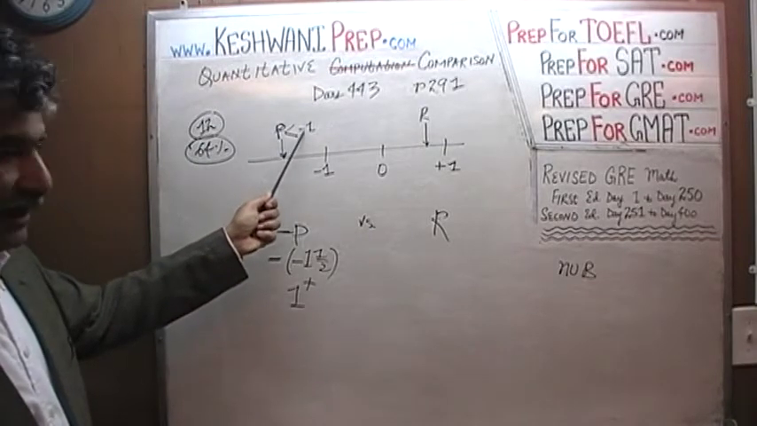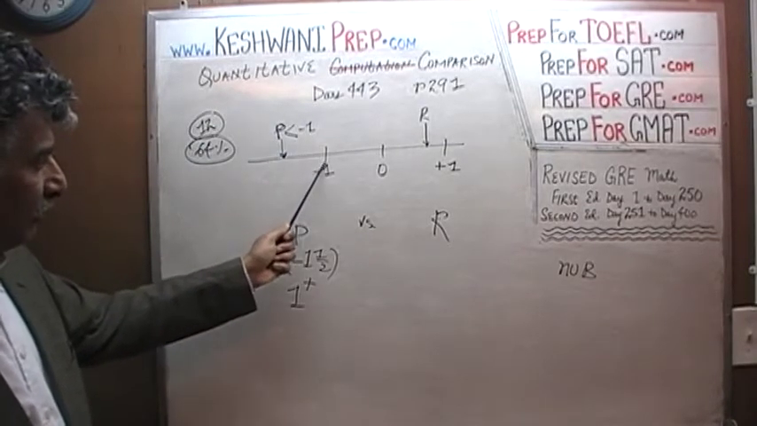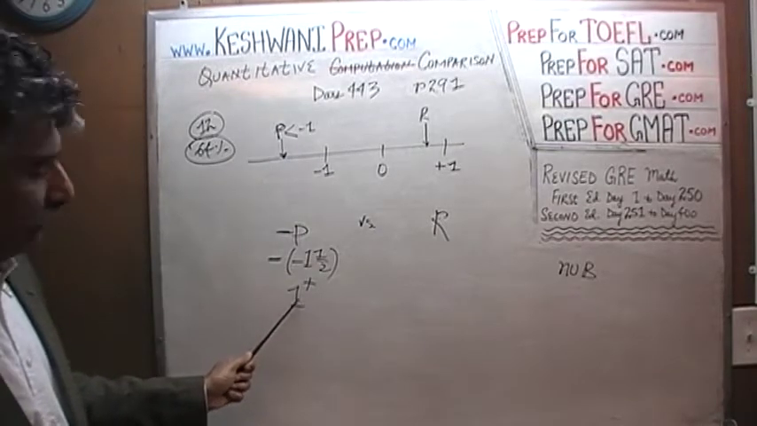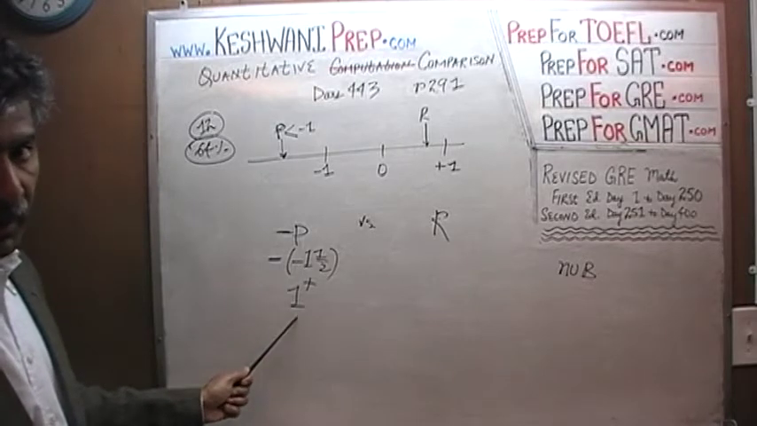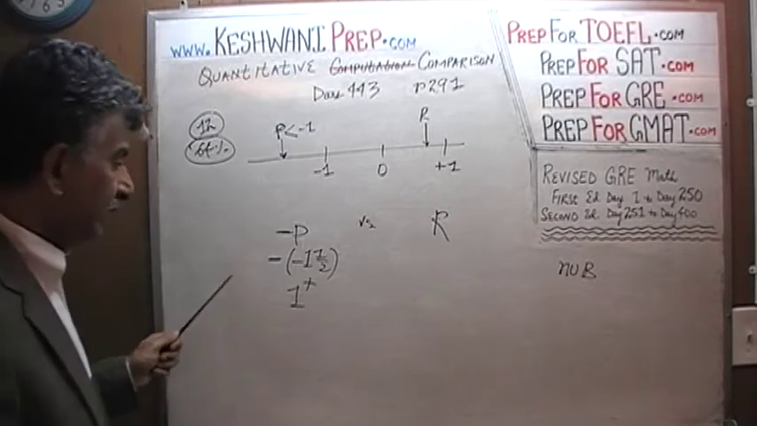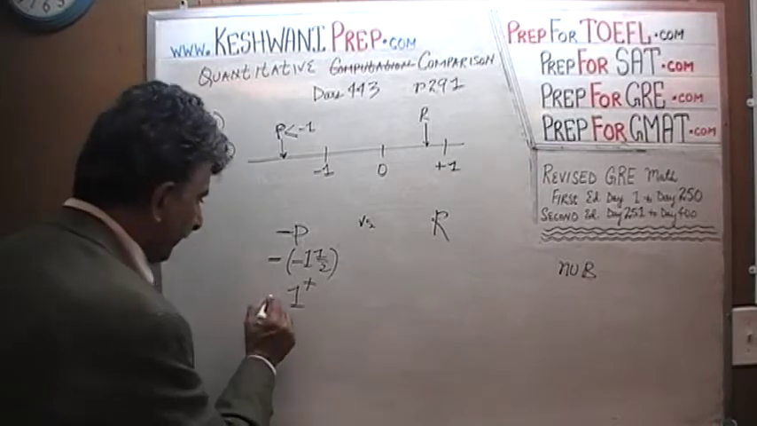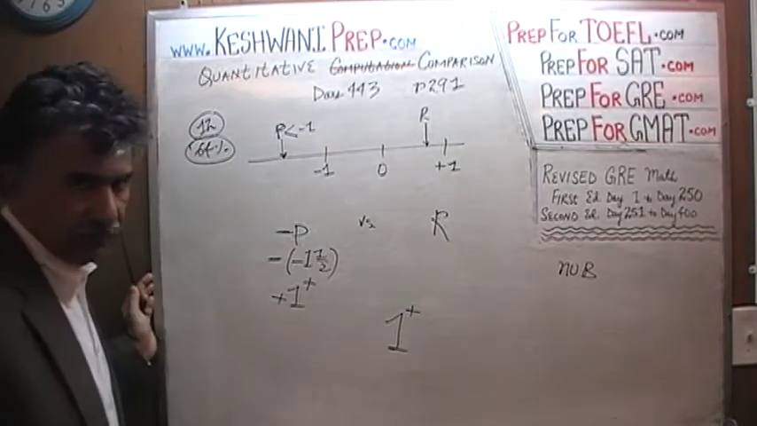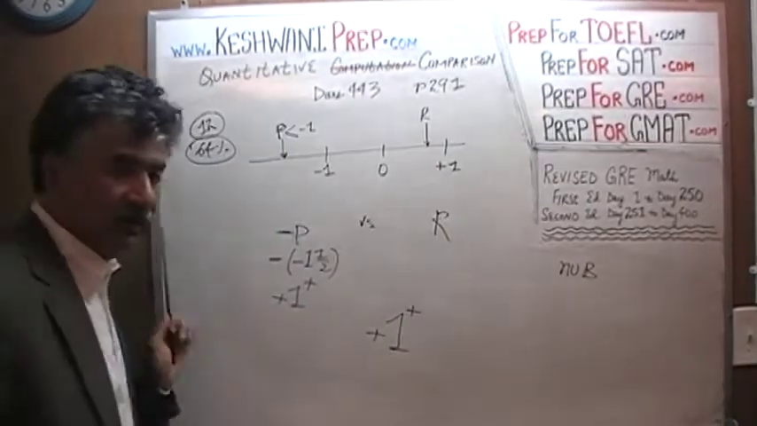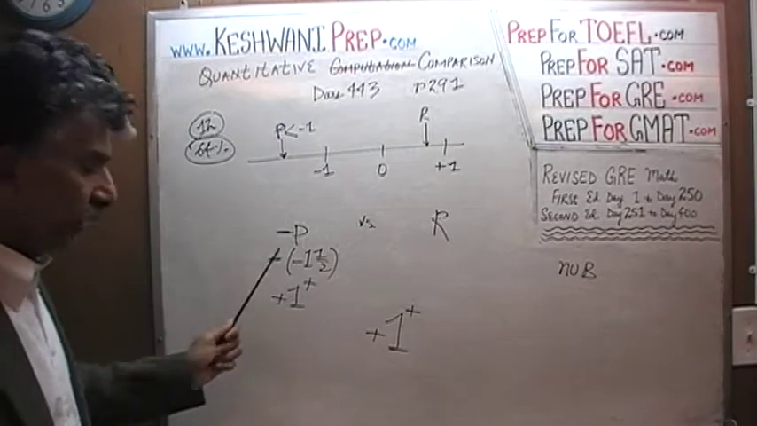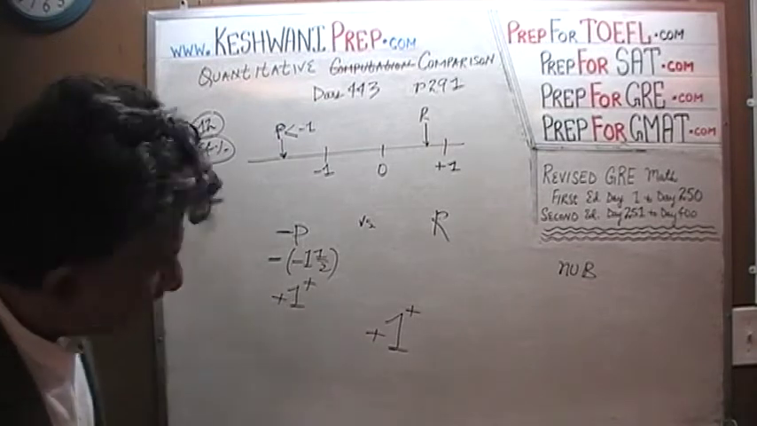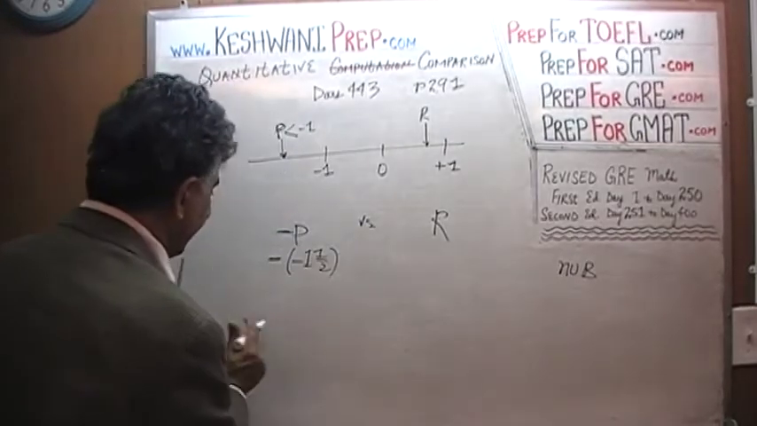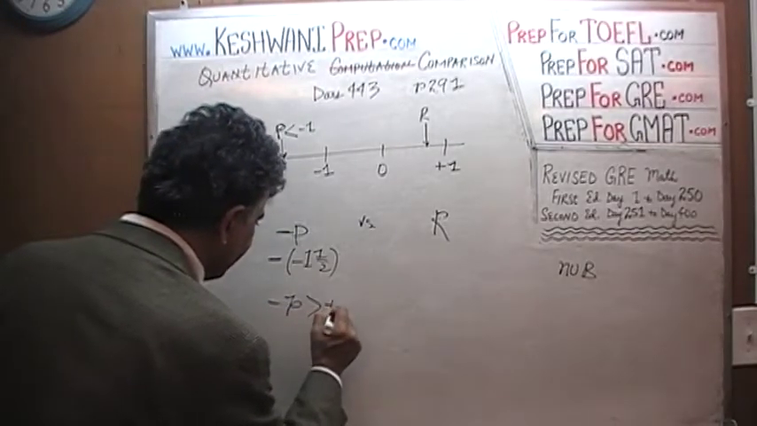Because of the fact that P is less than negative 1, because P falls to the left of negative 1, the negative of that quantity will be something more than 1. Here in this case it will be positive 1.5, but it will be something more than a positive 1. This is how we write more than. I'm putting this positive to emphasize that it is actually a positive quantity, because negative times negative is positive. Negative P is going to be something more than positive 1.